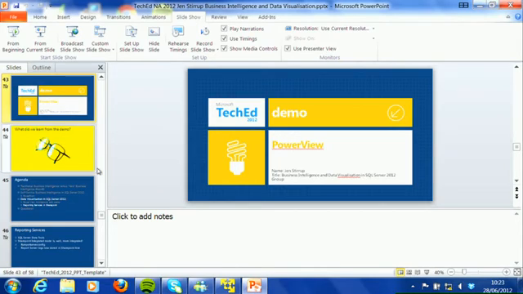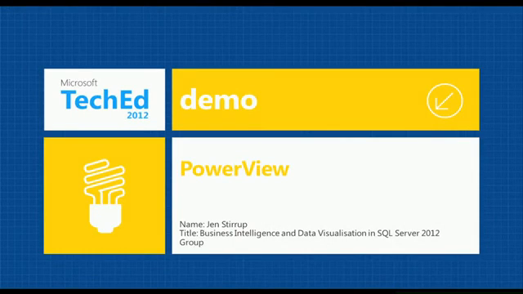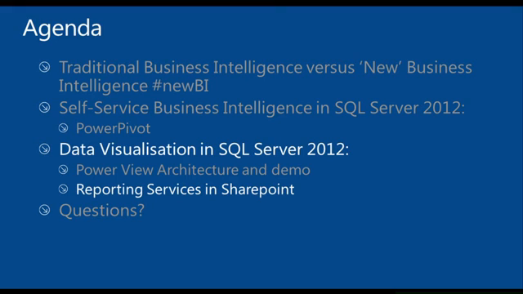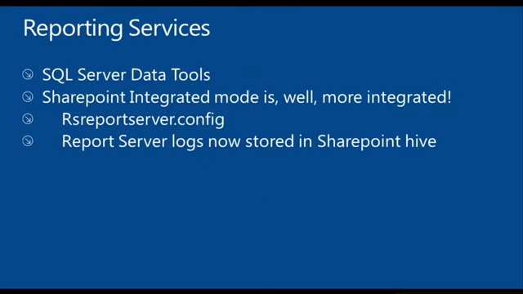So I will go quickly back to my slides. What did we take away from the Power View demo? That it's very, very quick to create reports very, very easily. It's just click and tick. If everything's in place for the business user, then it'll be quite simple and straightforward for them. Supporting services we've talked a bit about. If you use SharePoint integrated mode, it is much more integrated. So the report server config file, the configuration is actually done through SharePoint, and the logs are now stored in a SharePoint Hive. They're no longer stored separately anymore. So the content databases are part of SharePoint now, not reporting services.